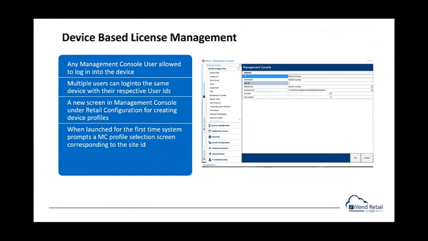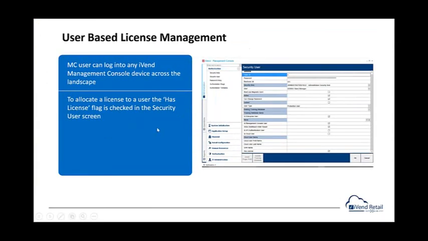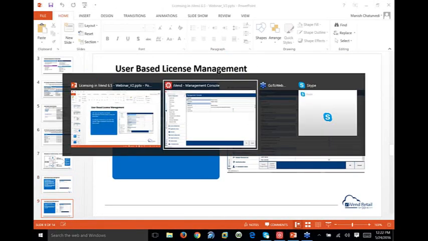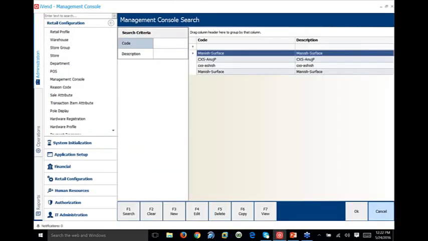We then have a user-based licensing model where every user is allocated a license. Somewhere in the application, and I'll show that to you, in the security user setting, you would be able to allocate a license to that particular user, saying that this user has a license. Once the licensing is user-based, it doesn't really matter where the user is logging in from. Let me go back to the screen and show this to you.